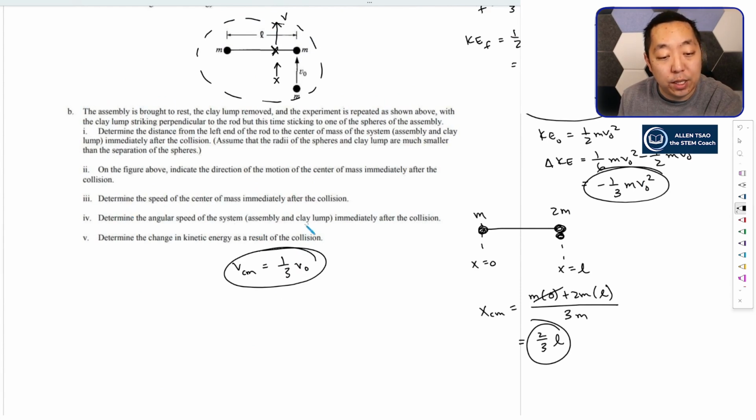Determine the angular speed of the system, rod assembly and clay lump, immediately after the collision. I'm going to say relative to the center of mass.